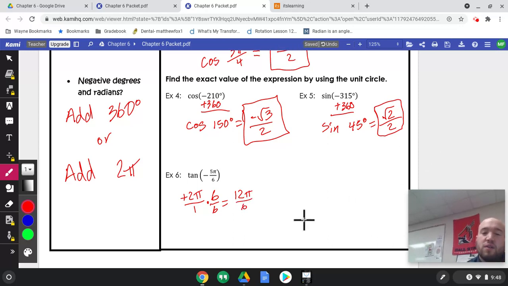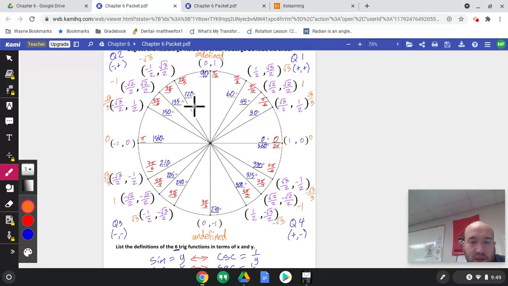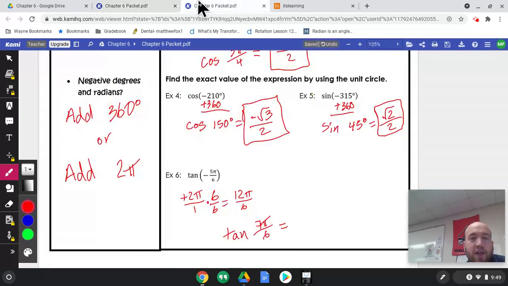Now 12 pi over 6 minus this 5 pi over 6, we're going to be left with the tangent of 7 pi over 6. We can figure out what that equals pretty easily. We go to tangent 7 pi over 6, right over here, square root of 3 over 3. And that's all there is to it.